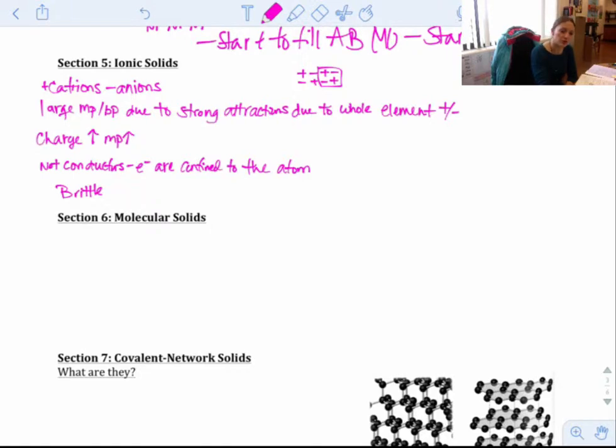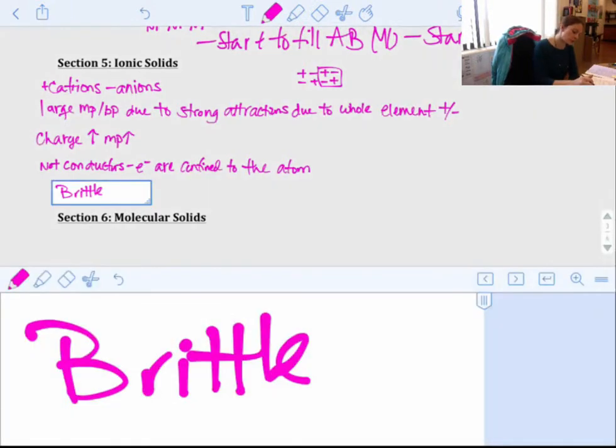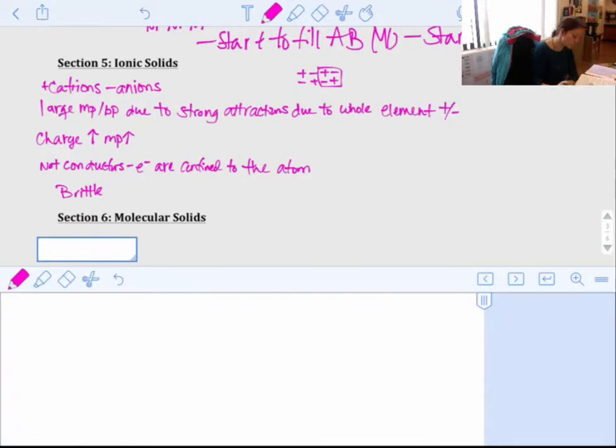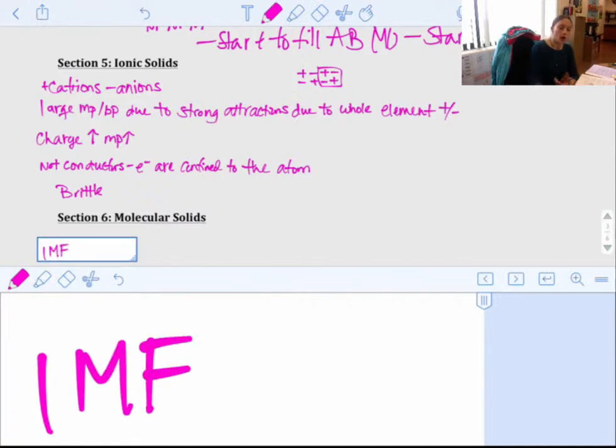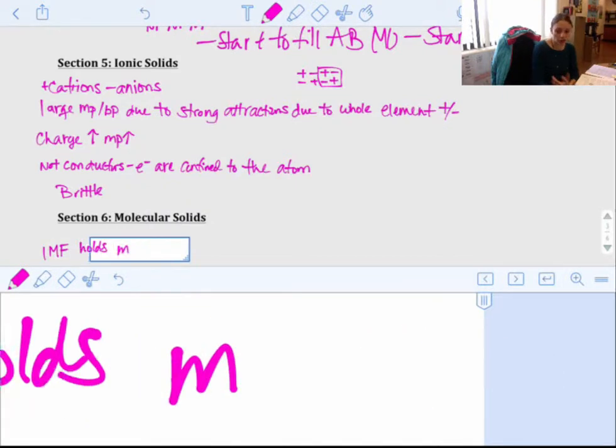Now we'll look at section 6 with molecular solids. Remember, these are also called covalent. It's the same thing. Here everything's held together by an intermolecular force. So we're dealing with either a dipole-dipole, hydrogen bond, or dispersion, and that's what keeps one molecule combined to another molecule, because they're actually covalently bonded, but the intermolecular force holds your molecules to another molecule.